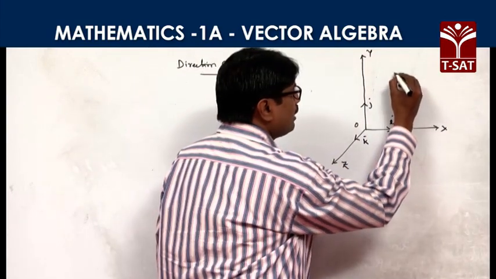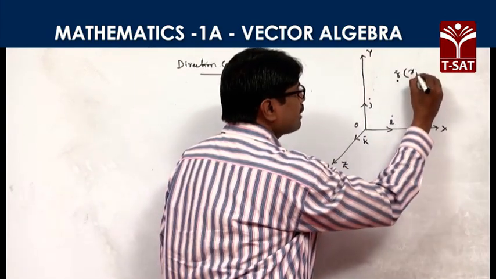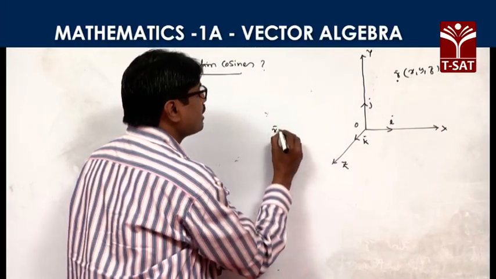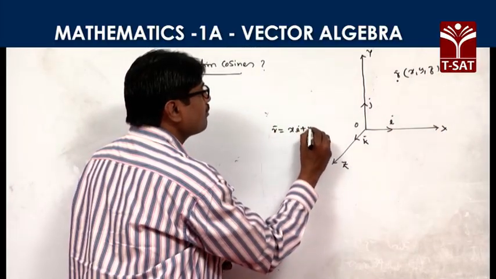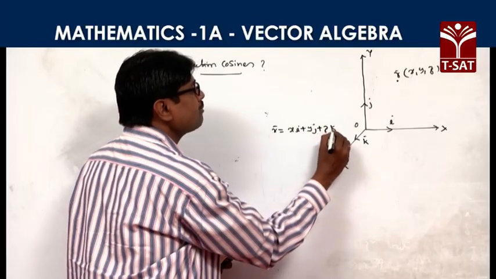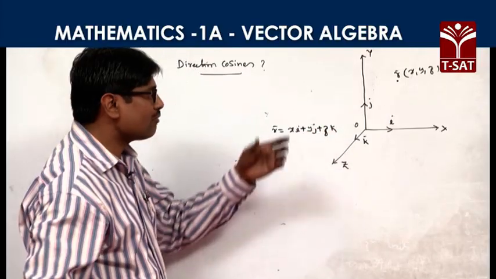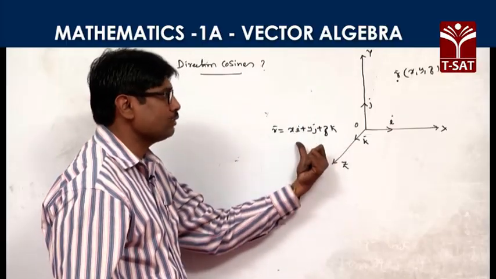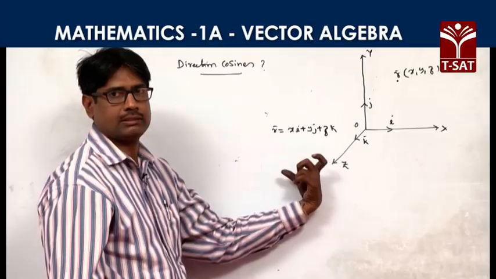A vector point R bar written as x comma y comma z. What is the meaning of this one? The vector R bar is equal to x times i bar, y times j bar, z times k bar. The component of R bar along the x axis is x units, along the y axis y units, along the z axis z units.